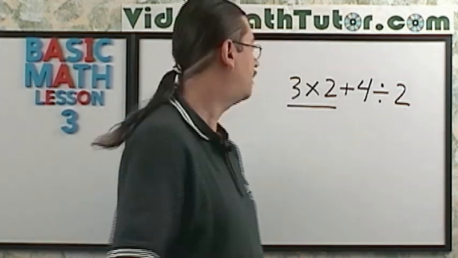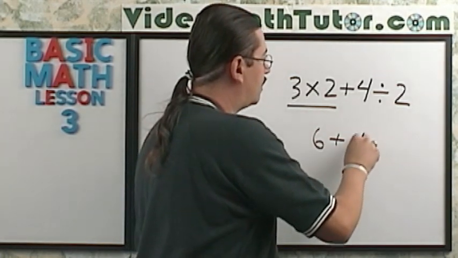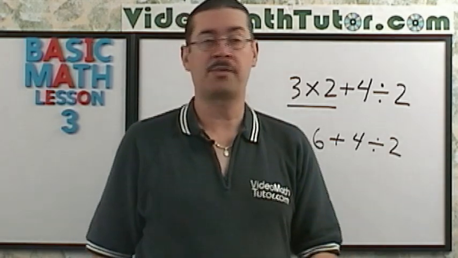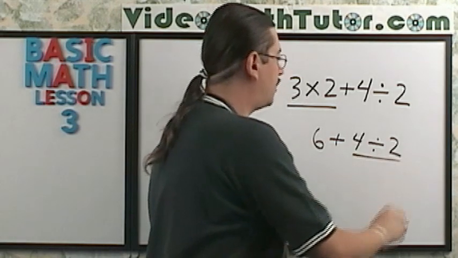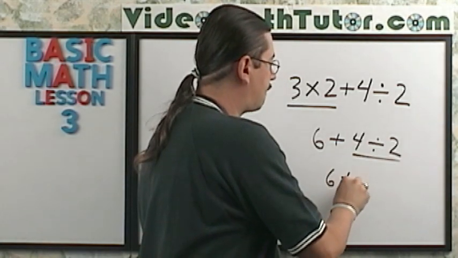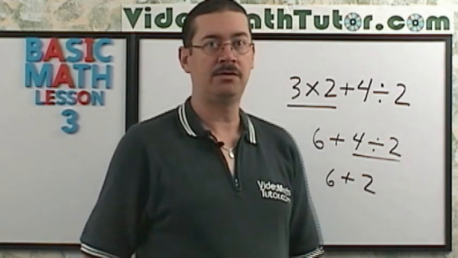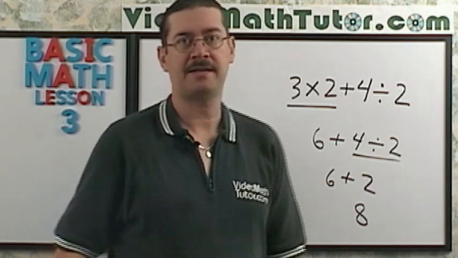So let's actually do this problem. 3 times 2 is 6. I'm going to just copy down the rest. Next, order of operations says we need to do divisions before we do additions. So I'm going to perform this operation next. The 6 stays. 4 divided by 2 is 2. And I will do the 6 plus 2. There's my answer.